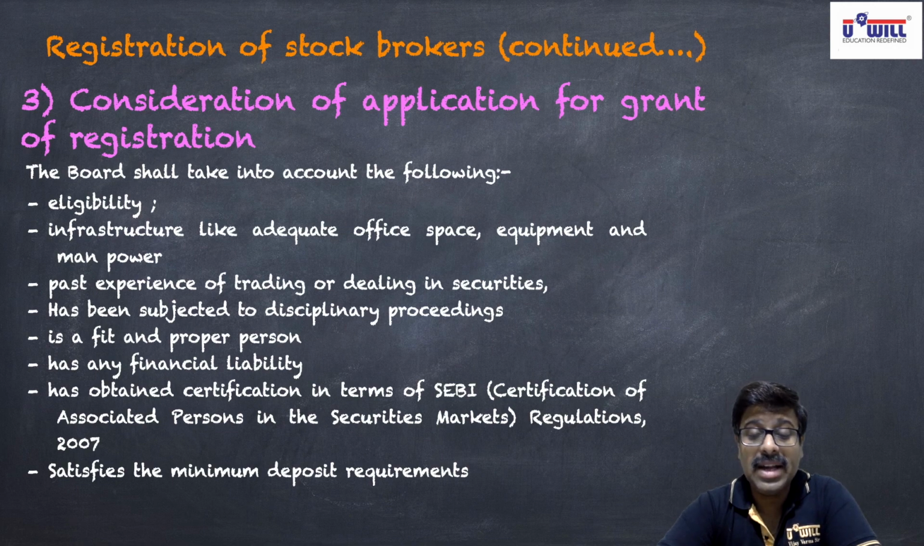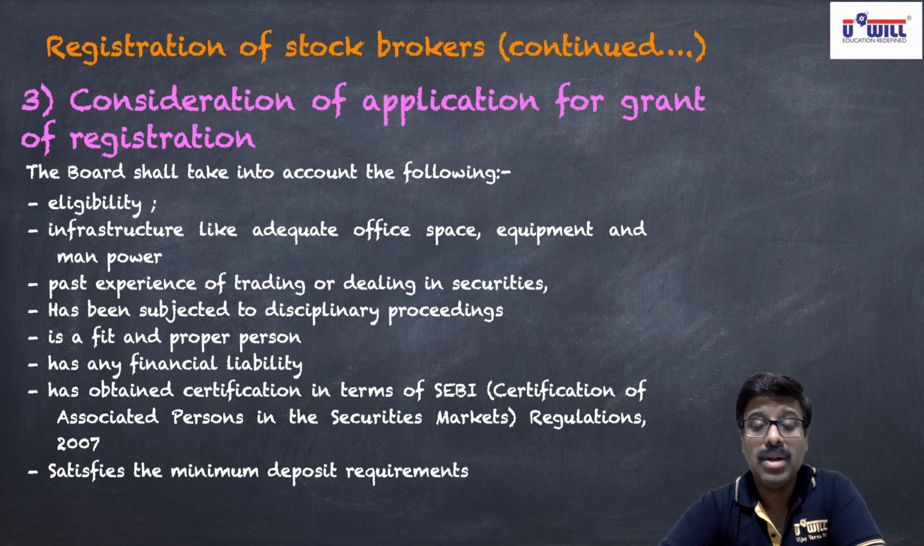Then is a fit and proper person, means are you fit and proper, mentally you are proper, capable of becoming a stockbroker or not. So underline fit and proper person. Then has any financial liability, underline that, because if you have lots of financial liabilities, then you may do manipulation and fraud on behalf of your investors' money. So SEBI will also verify whether you have any financial liabilities, big amounts or not.